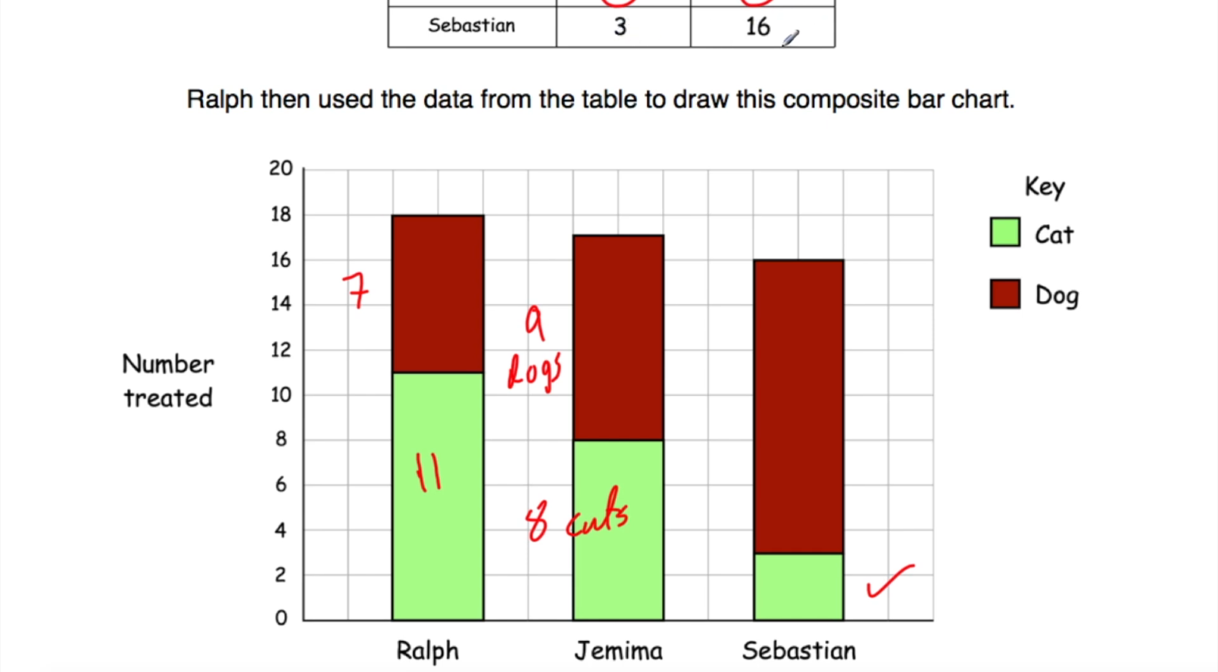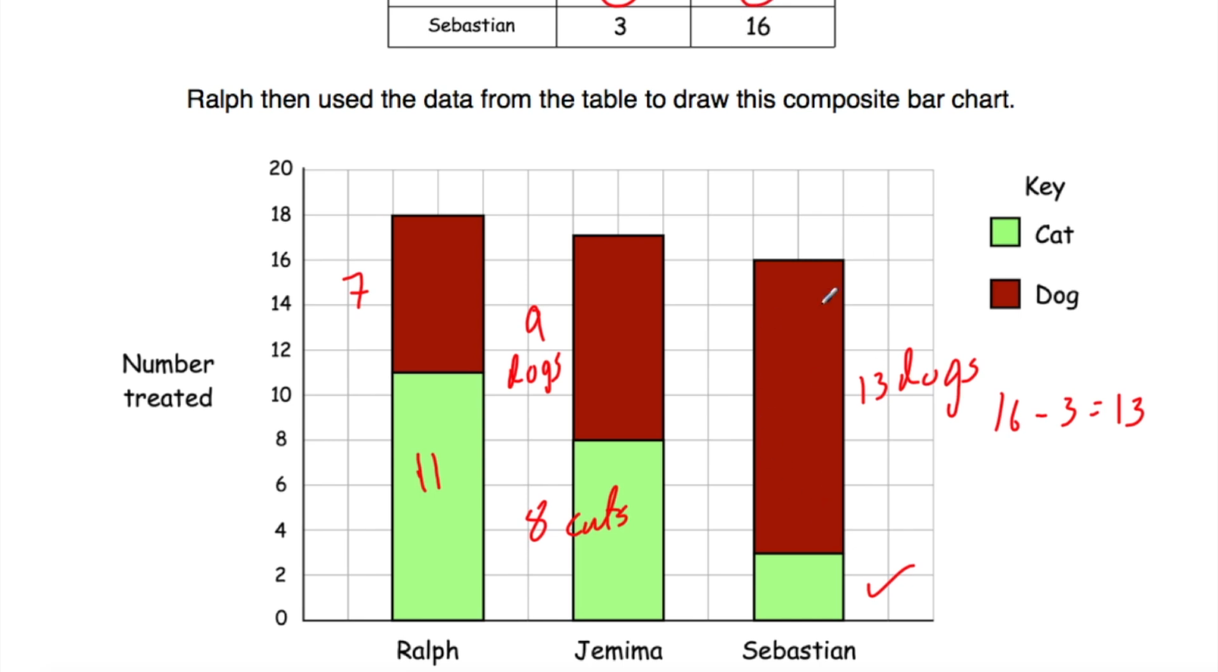plus 16 is 19 animals altogether, but the bar only actually goes up to 16, so I can see a mistake's been made with this section here, because it should go up to 19, because he's treated 19 animals altogether. Let's have a look here. This then, because it only goes up to 16 and he's treated 3 cats, 16 take away 3 is equal to 13. So that bar only shows 13 dogs, and it should really show 16 dogs.